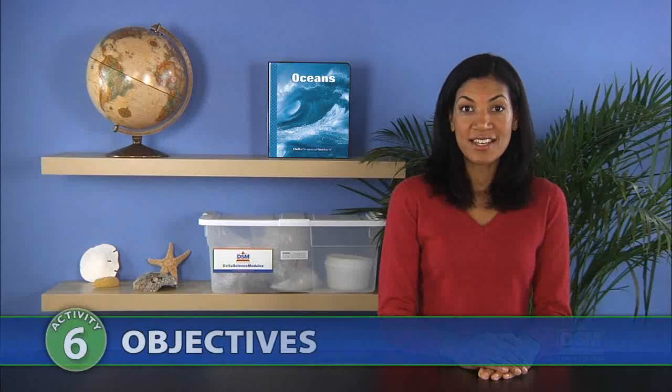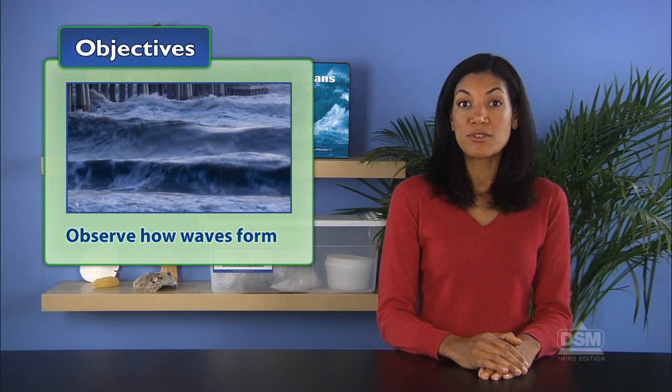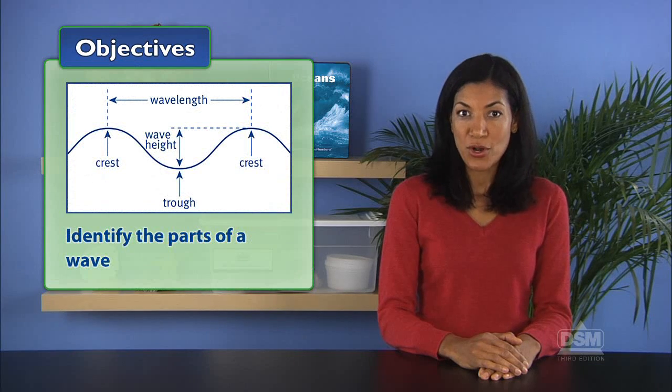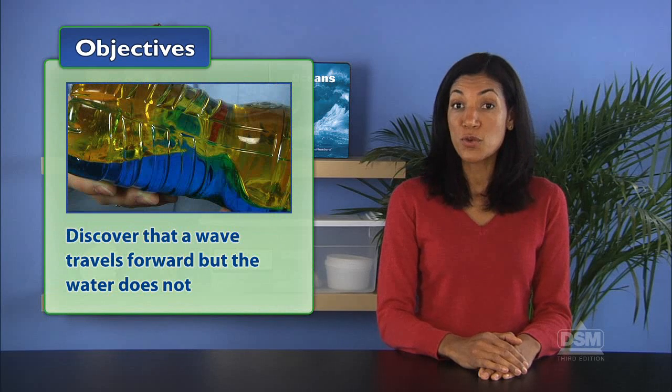In Activity 6, Ocean Waves, students learn what causes ocean waves to form and how they move. They first observe how waves are produced and identify the parts of a wave. Students then model the movement of waves and discover that a wave travels forward, but the water does not.